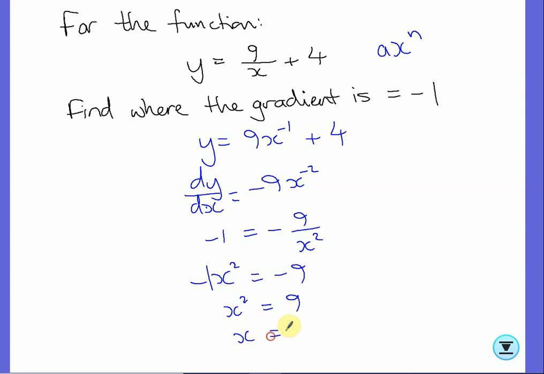Which means x is plus or minus 3 when we square root. So it happens at 3 and another location, and it also happens at minus 3. So let's pop a 3 in here. 9 divided by 3 is 3, plus 4 is 7, so it happens at 3, 7. If we put minus 3 in here, we get minus 3 plus 4 is 1. So there are 2 points on this function where the gradient is -1, and there they are. Right, that's it. Best of luck, get practicing, and I wish you all the best.